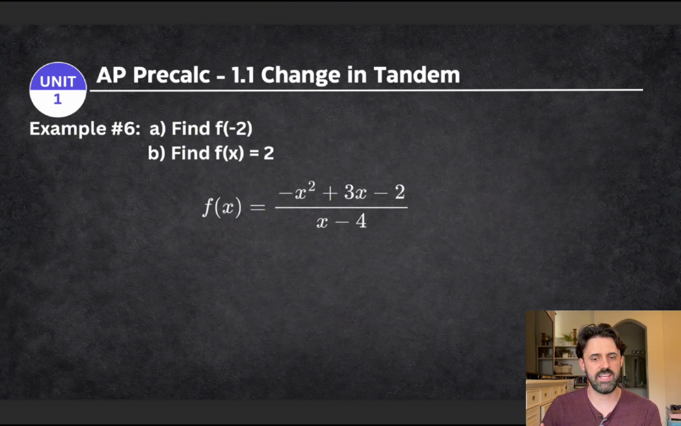All right, lastly, we're going to tackle a calculator question here. So first, we're going to find f of -2 using a calculator, and then we're going to solve f of x equals 2. So for part A, we're going to replace all the x's with -2s, and then use our calculator to simplify. But I'm going to switch over to Desmos here.